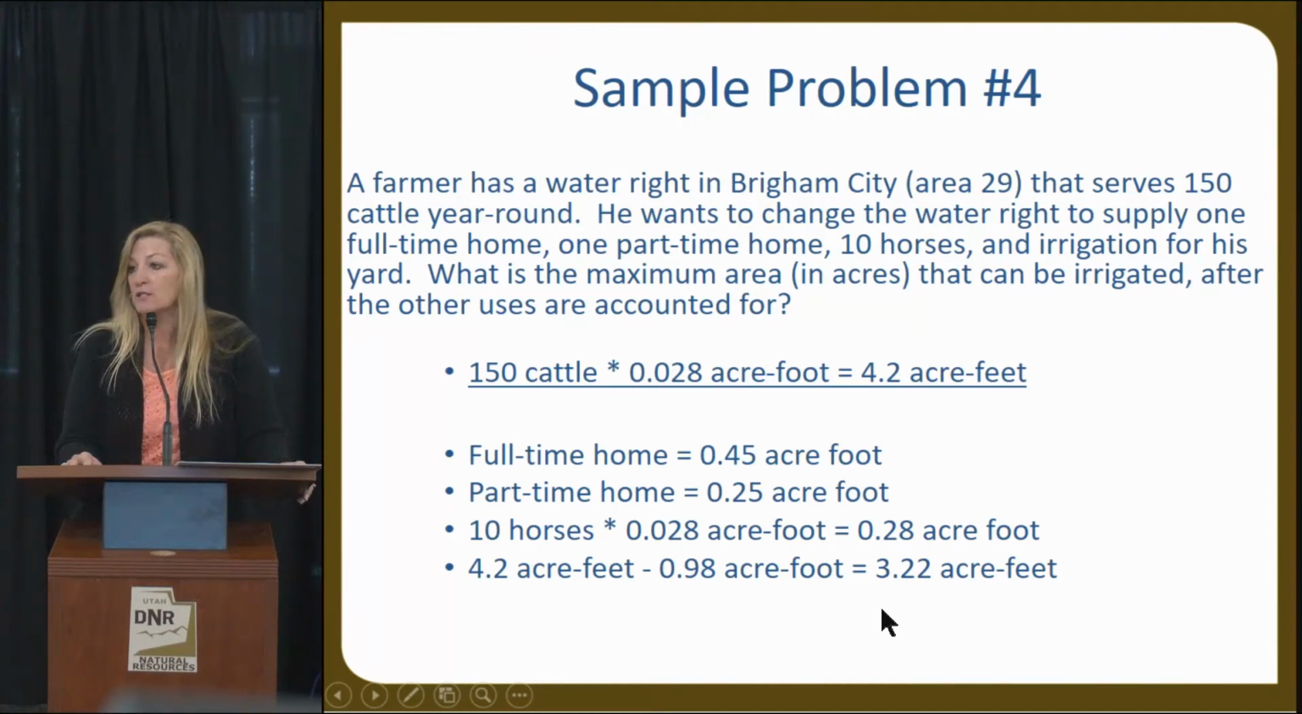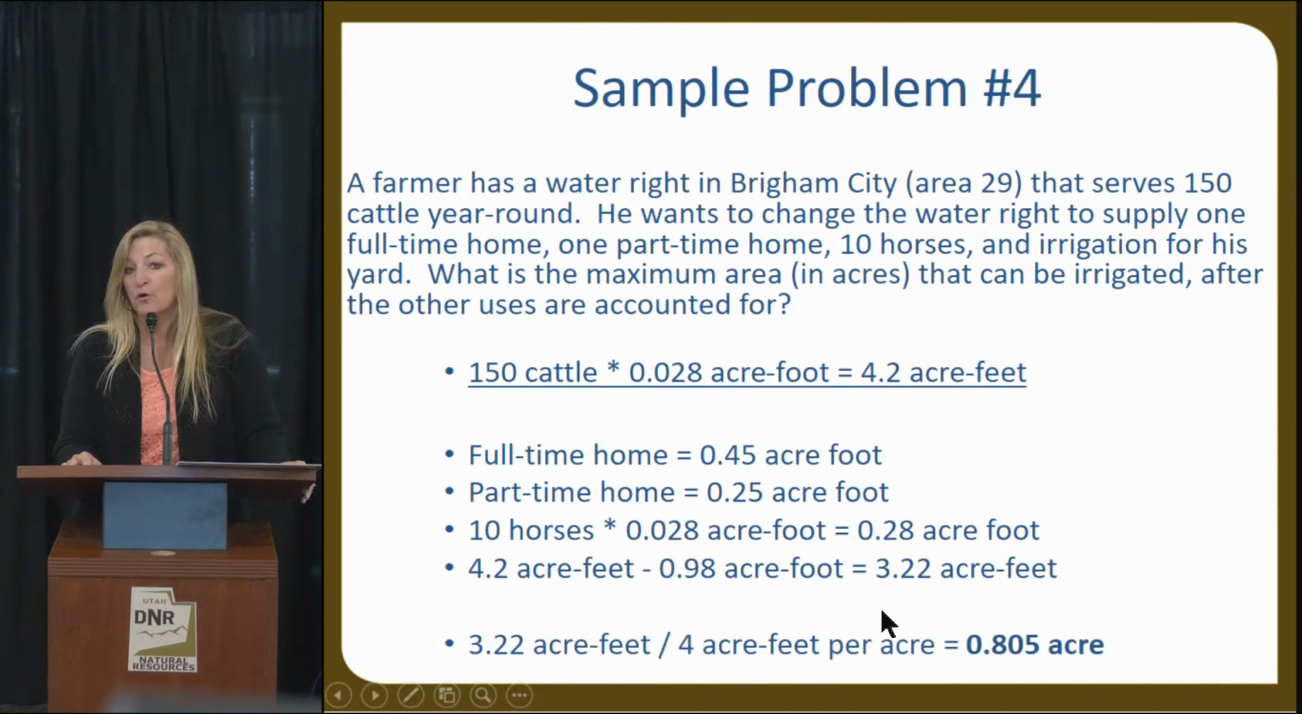Well, how much land will 3.22 acre-feet cover? This is an irrigation duty of 4, so in this instance, we're going to divide that acre-foot amount by 4, and he can irrigate 0.805 acre of land. Okay, any questions? Okay.